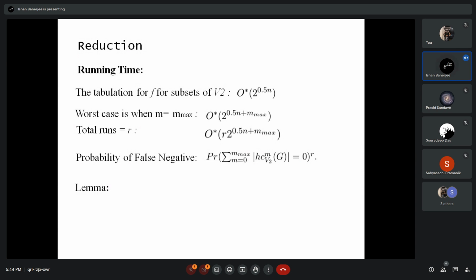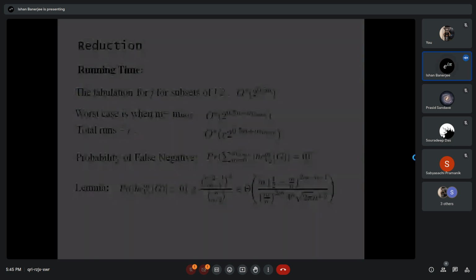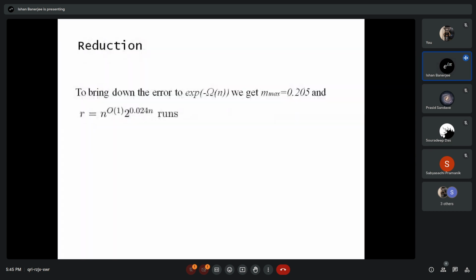Now, to reduce this error to exponentially small, we'll be using another lemma, which is again a huge entity, that is this thing. This requires a bit of calculation to prove. We can use this idea to reduce the error of false negatives to e to the power of minus omega n. As we try to reduce this error, we get that m max must be equal to 0.205, and the number of runs required is n to the power of O of 1 times 2 to the power of 0.024 n runs.